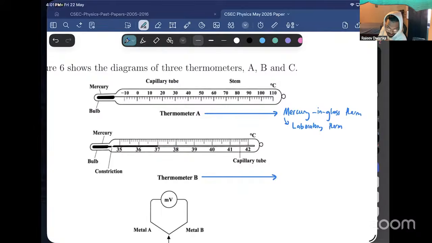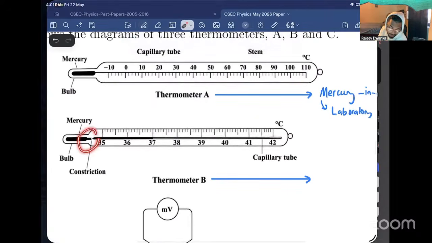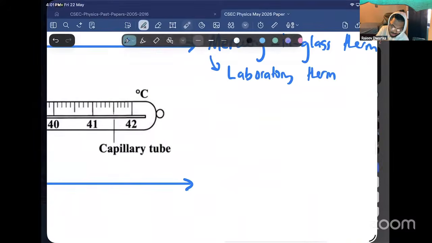So this one over here, if you see any constriction, immediately you should be thinking clinical thermometer. And then look at the range, it's 35 to 42. That's like the human temperature range, right?